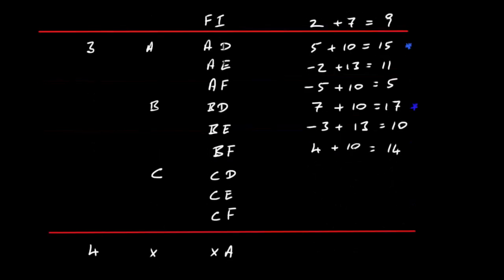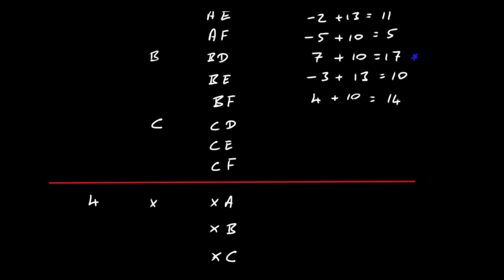Okay, let's move on to the next one. So C to D has a value of 5. We're going to add 10, which gives us 15. C to E has a value of -4. We're going to add 13, which gives a value of 9. And then C to F has a value of -1. We're going to add 10, which gives us a value of 9 as well. So we're going to star 15.